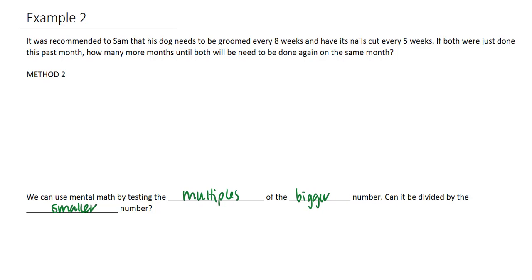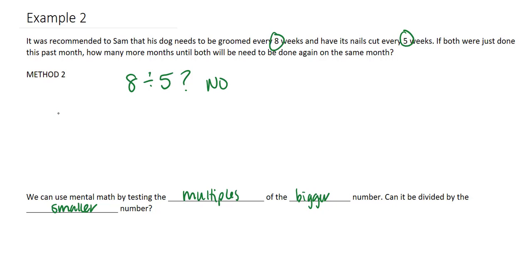So if we're going to look at 8 weeks and 5 weeks, 8 divided by 5. Can that work? Did we get a whole number? And the answer on this one is actually no, we can't do that. So this second method, where you divide the larger number by the smaller number to see if it could be a multiple of each other, is that it's not. So this one, 8 is not a multiple of 5.